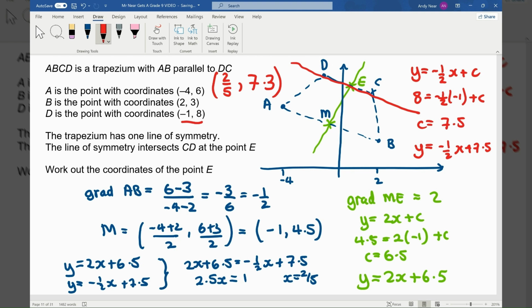So we needed the perpendicular bisector of AB, we needed the line of DC, we needed to solve them simultaneously to find the coordinates of E.